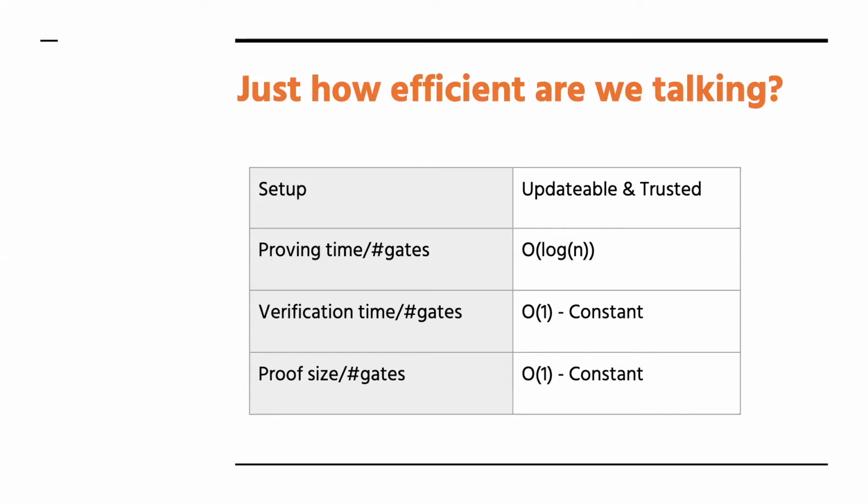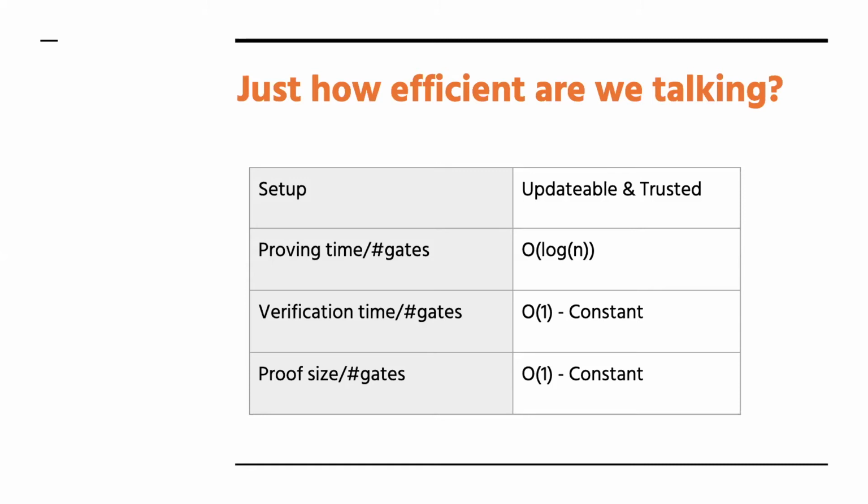And then we've got our proving times. So we've got our proving times O(log n) with respect to the number of gates, and then our fancy SNARK size here is the verification times. It's basically constant, and the same with the proof size. So we've got a super quick verification on the blockchain there.